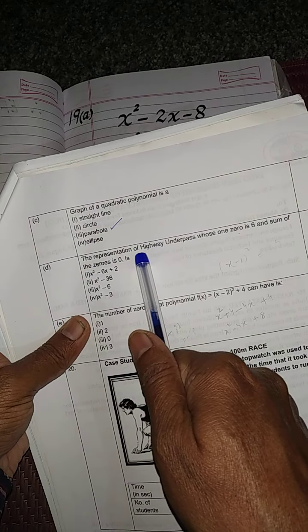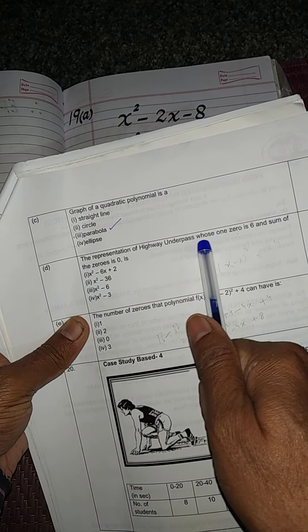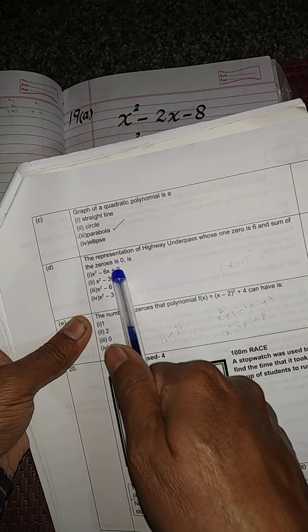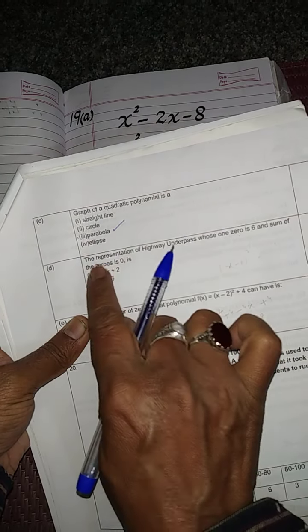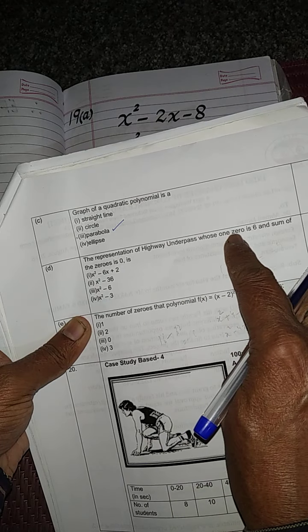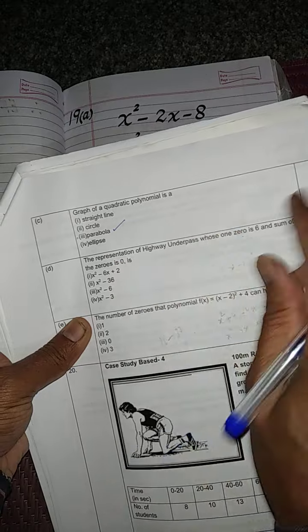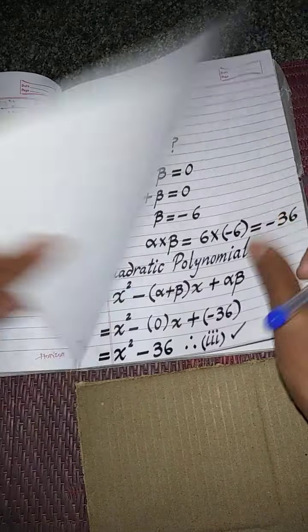After that, D part: the representation of the highway underpass whose one zero is 6 and the sum of the zeros is 0. They have given 4 options. So we have to choose which is correct. So this is D part. Let us see. See here.